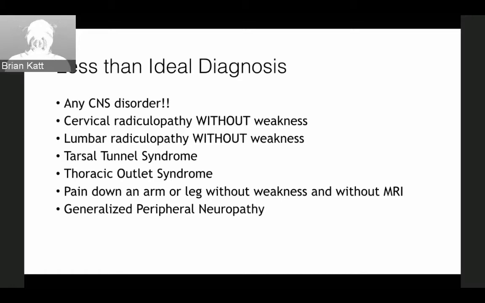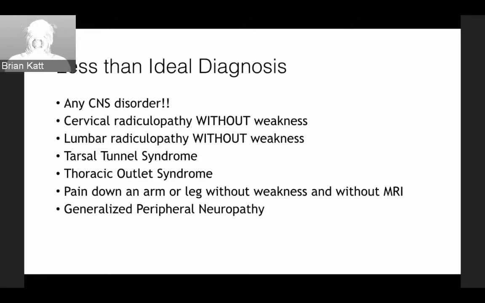Tarsal tunnel syndrome, very challenging. Thoracic outlet syndrome is tough, especially because thoracic outlet syndrome could have neurogenic causes, but also could have vascular causes, and the vascular causes tend to be more common, and so it's not necessarily effective for that. The big thing, if you have a patient who comes in with pain down an arm or pain down a leg and it has not been worked up and they don't have any weakness, do not send that patient for an EMG. That's someone who needs a further workup, whether it be by me or an MRI initially, but that's just not something an EMG is going to be helpful for.